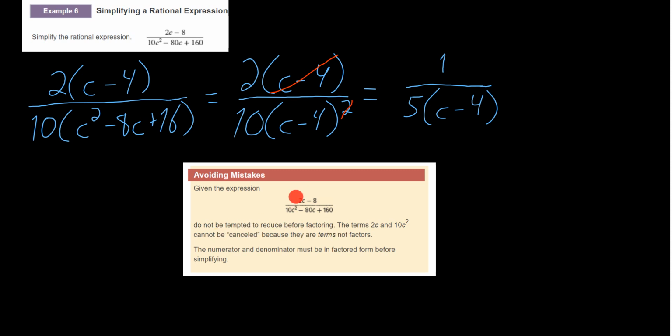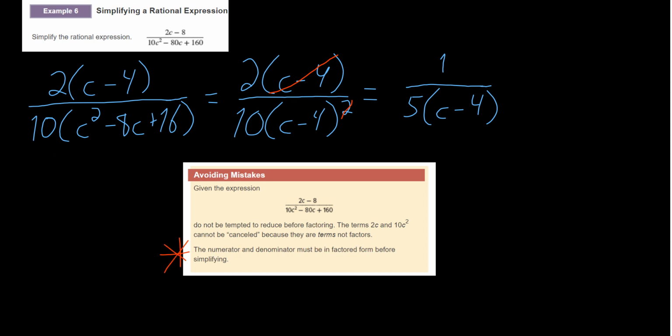Terms being numbers, variables, things like that, that are separated by addition and subtraction signs. Factors are what we know as multiplications. It's this times this times all that, and so on and so forth. We can only cancel out factors. The numerator and denominator must be in factored form before simplifying. This is huge.